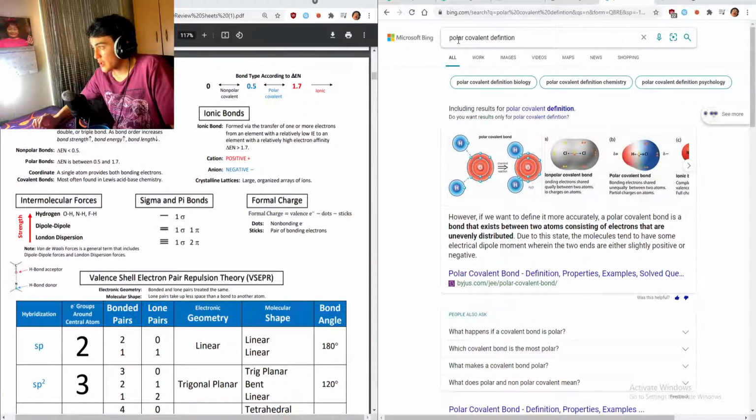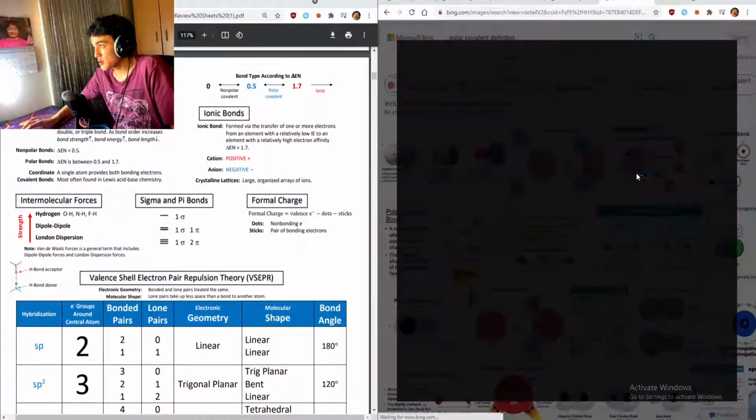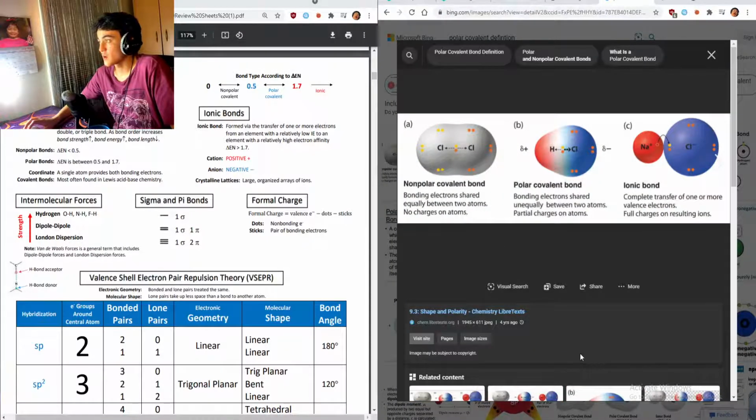A polar covalent bond is a bond between two atoms in which electrons are unevenly distributed. I got a picture. I'm getting confused. Non-polar covalent and polar covalent. Non-polar: bonding electrons shared usually between two atoms, no charges on atoms. So it's equally shared. But polar covalent means bonding electrons shared unequally between two atoms.